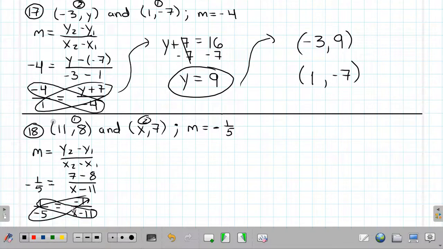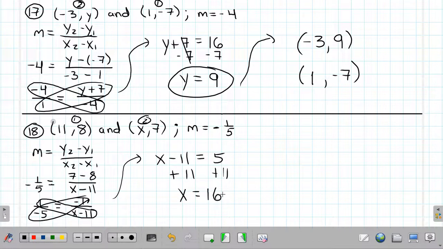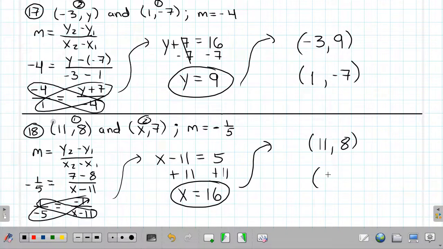Okay, so what we get here is 1 times x minus 11, that's x minus 11. Negative 1 times negative 5 is 5. Add 11, add 11. X is equal to 16. So once again, that's the answer. We can stop there, but I just want to make it very clear. What that means is now that x that we just solved is the x coordinate for this second point.